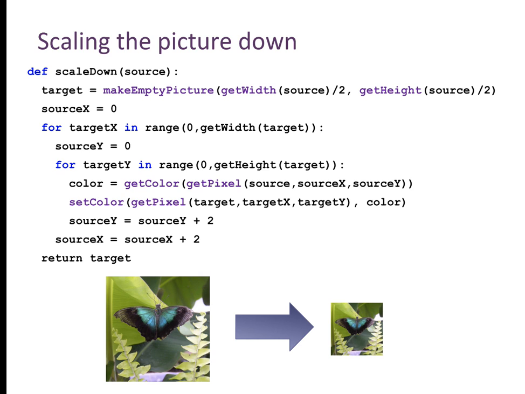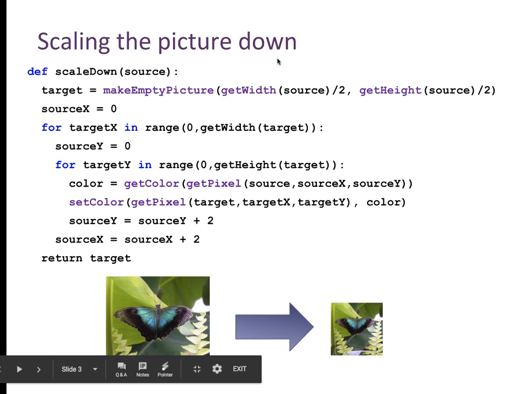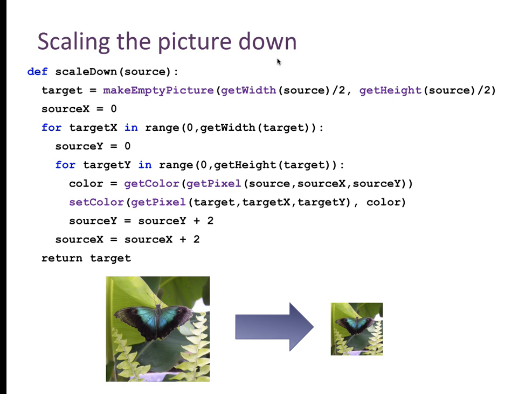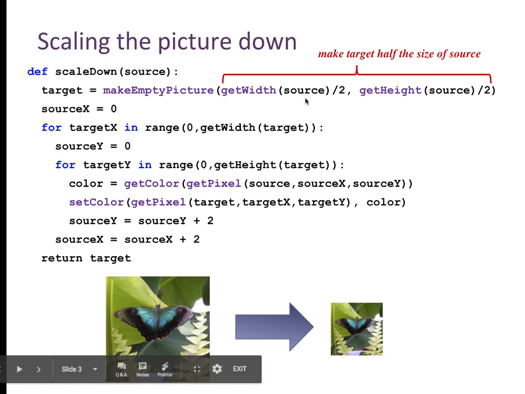This example scales down. It's taking a larger image and scaling it down to half the width and half the height, so we get a picture that's 1/4 the size of the original. We start off by making an empty picture that is half the width and half the height of the original, so we're passing the source's get width and get height here.